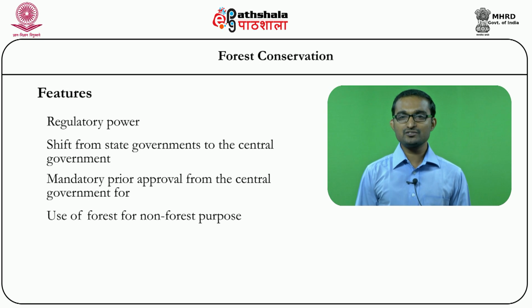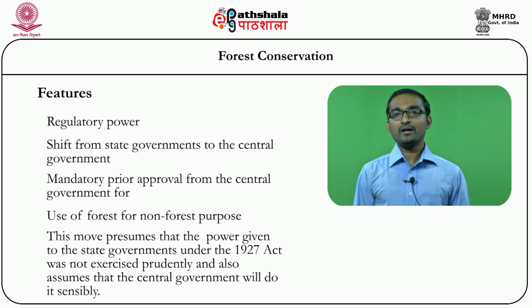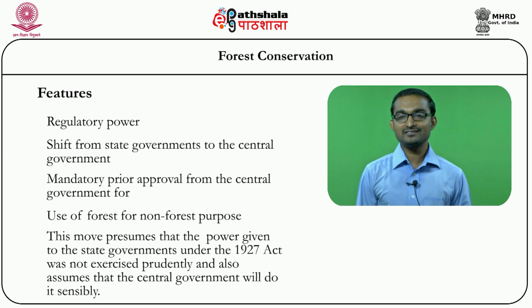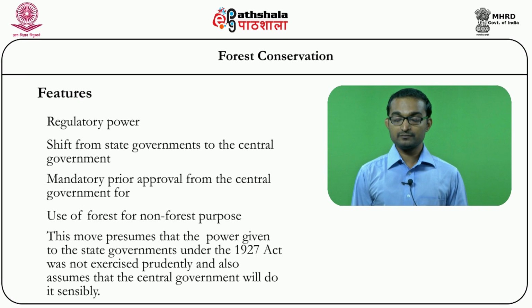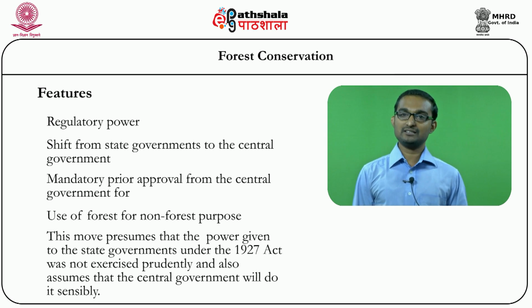For example, this actually presumed that the power exercised by the state government in the regime of the 1927 Act, they used it for using forest for several other purposes. It was in their discretion what kind of use can be put for forests. So this 1980 statute shifted major power from the state government to the central government, so that all activities to use forest for non-forest purposes required mandatory prior approval from the central government.